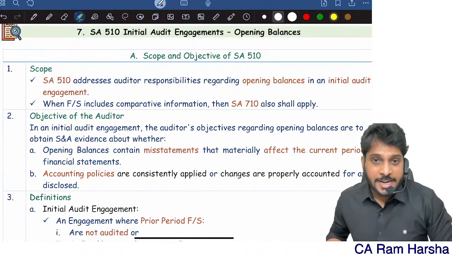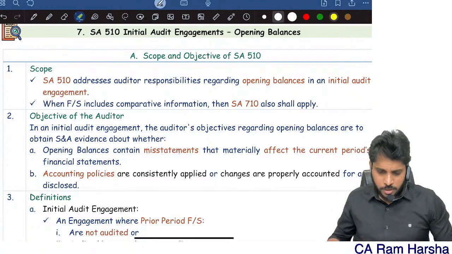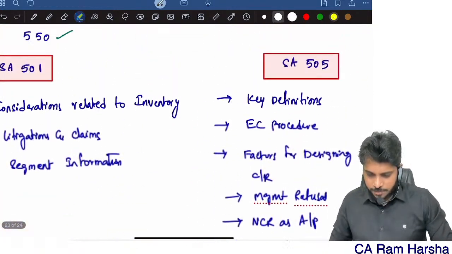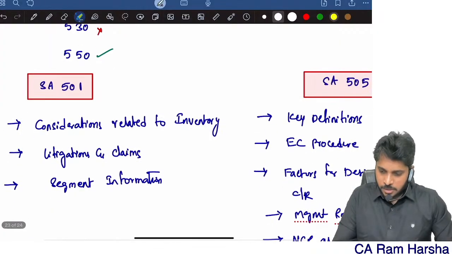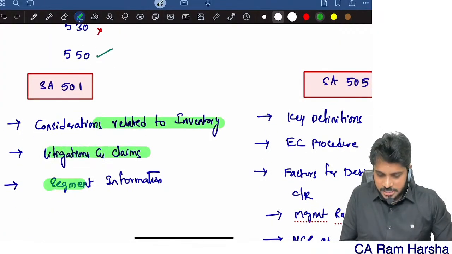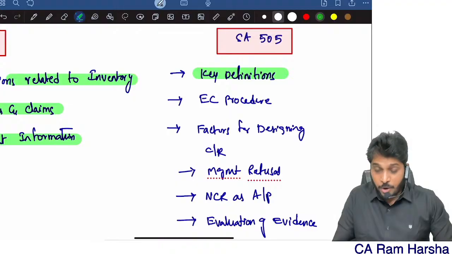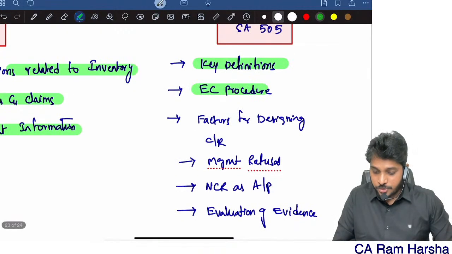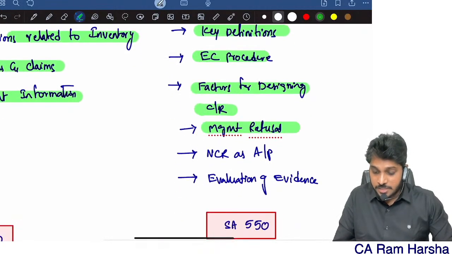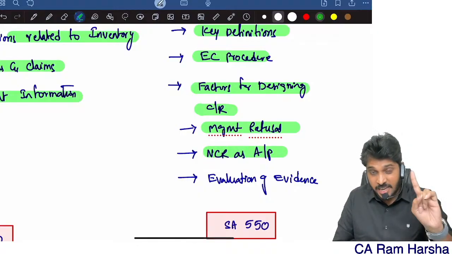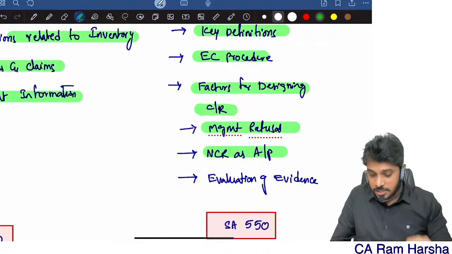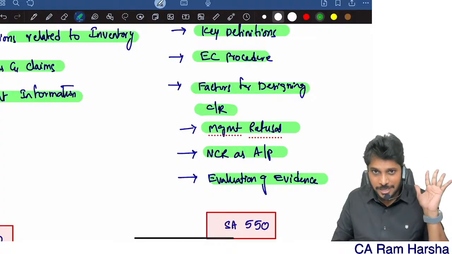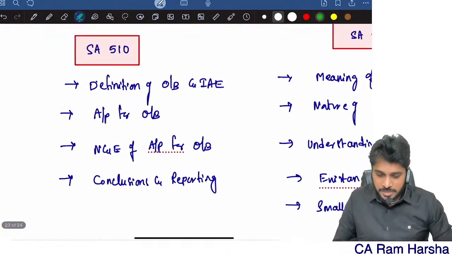510, initial audit engagement, opening balances. So 501 inventory, completed, litigations and claims, completed. In 505 we understood important definitions, confirmation procedure, factors for designing confirmation request, management refusal, non-response, can we use a negative confirmation as audit evidence, four conditions, evaluation of evidence. All these points we understood now. Correct? Now we will discuss 510.